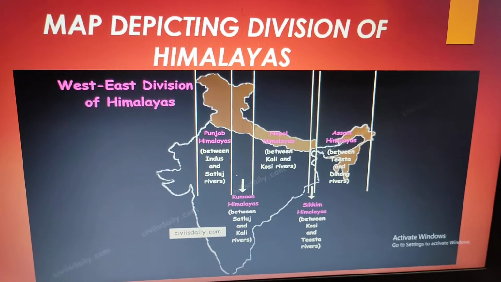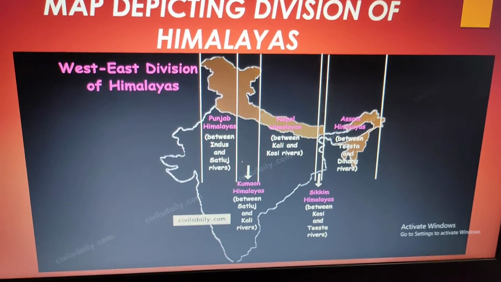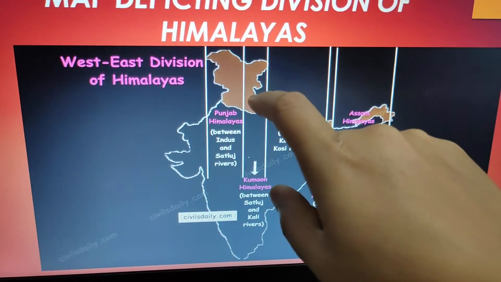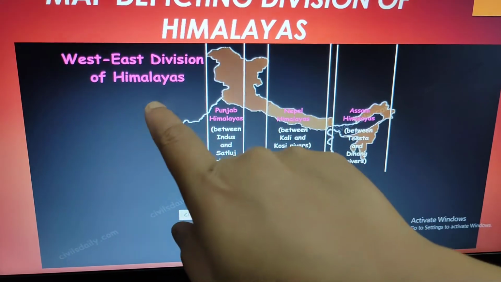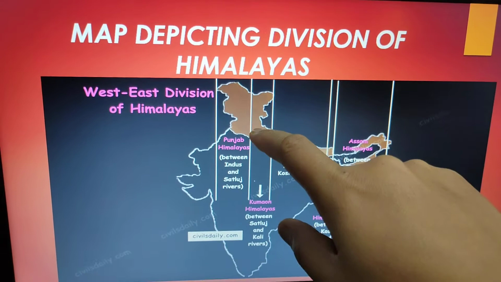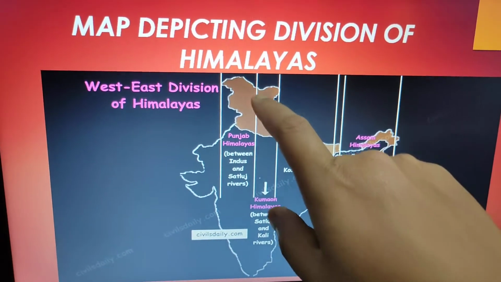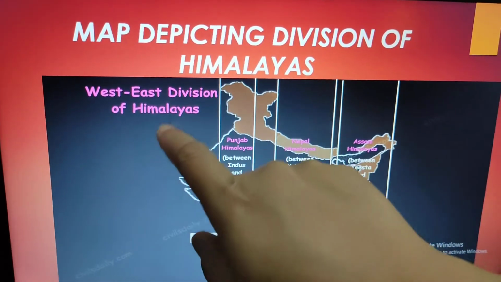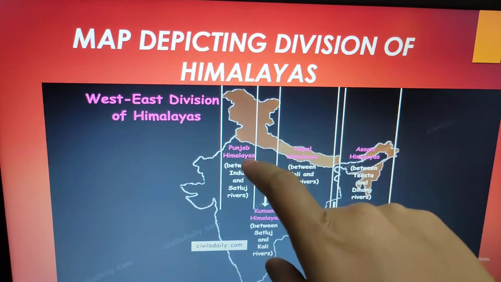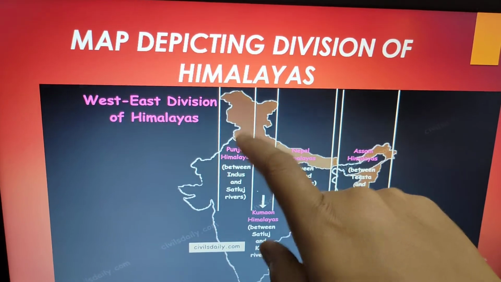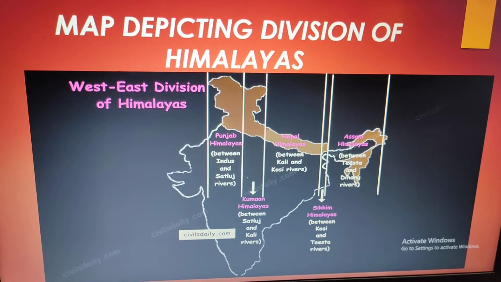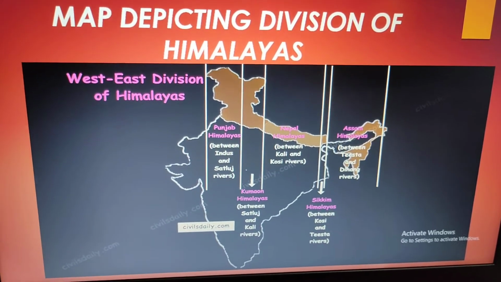If you go through the river map of India, you can find the rivers flowing. Indus and Satluj flow here. Indus originates somewhere here and flows into Pakistan and finally drains into the Arabian Sea. Origination of Indus is in India, but its major portion flows in Pakistan. So Indus and Satluj are the rivers which flow here in the north zone of India. Between Indus and Satluj rivers are your Punjab Himalayas.